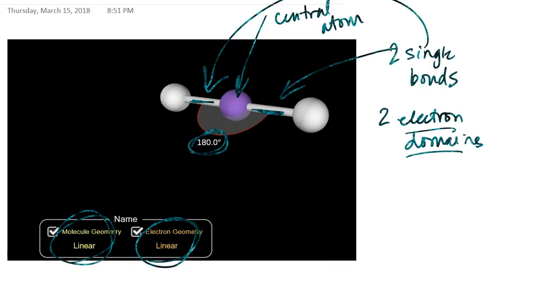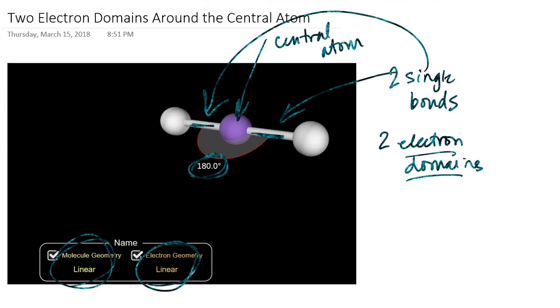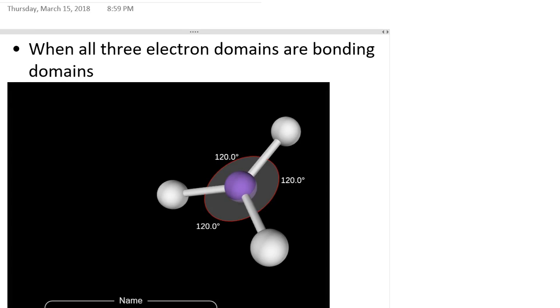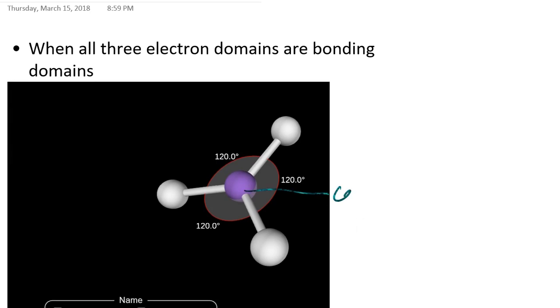Okay? But what would happen if I had three domains instead? Well, here's one possibility. Notice that here's our central atom again, and this central atom has 1, 2, 3 single bonds.